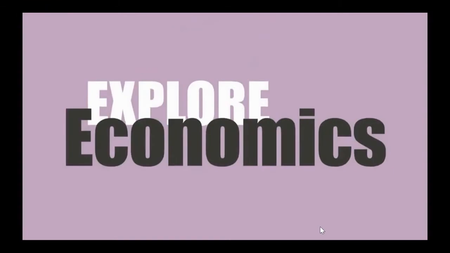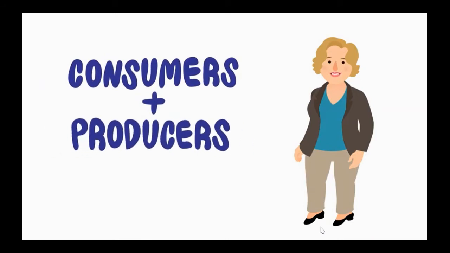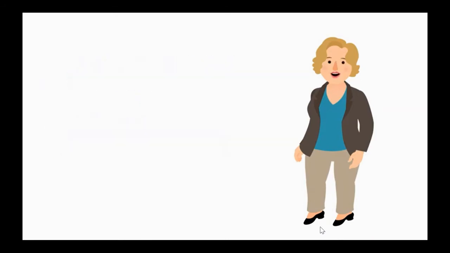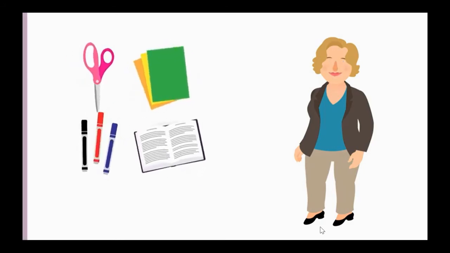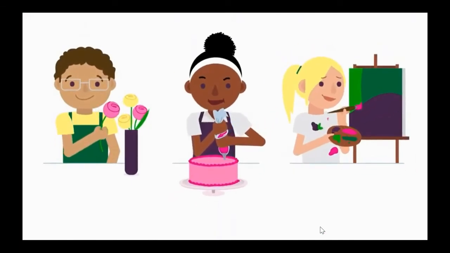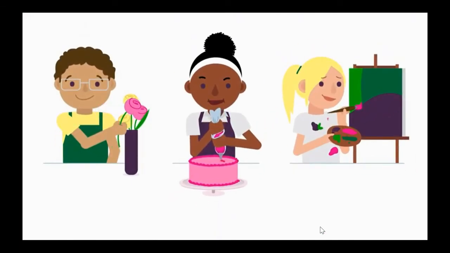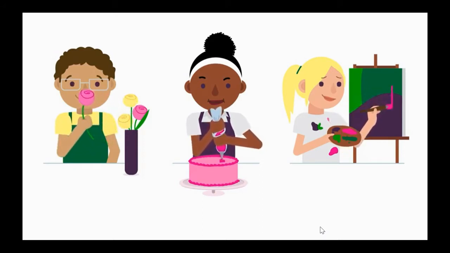Let's explore a little economics. Today we're going to talk about consumers and producers. Before we start, you may want to get a piece of construction paper, a pair of scissors, some markers or crayons, and a book that you're reading. The people you see here are producers. Producers are people who make or grow goods and provide services. Sometimes they are called workers and they help us do things.